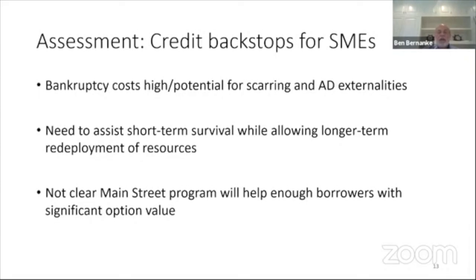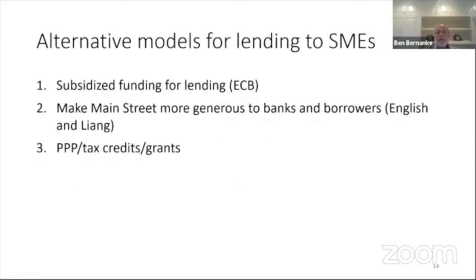So what we need here is a compromise where we assist short-term survival of small firms, while at the same time not creating zombie firms, allowing longer-term redeployment of resources. How do we do that? Now, it's not clear that the Main Street program, which is basically trying to normalize bank lending, is going to be enough to help those borrowers that are hard hit in the pandemic but have significant option value. So there might be some alternatives there. Let me give you a couple suggestions on the next slide.